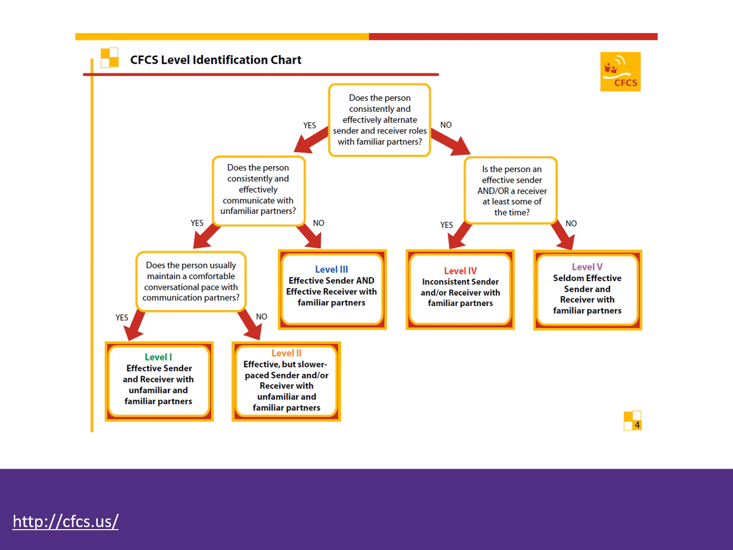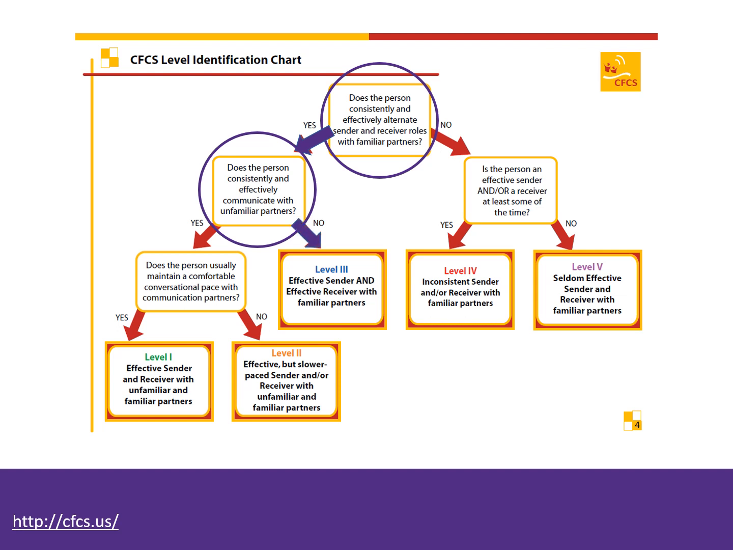As an example, those wanting to classify a child's communication can begin at the top of this chart and ask themselves whether the child consistently and effectively alternates between sender and receiver roles with familiar partners. If the answer is no, the child is classified as either CFCS level 4 or 5. If the answer is yes, move to the box to the lower left and ask whether the child can consistently do this with unfamiliar communication partners as well.